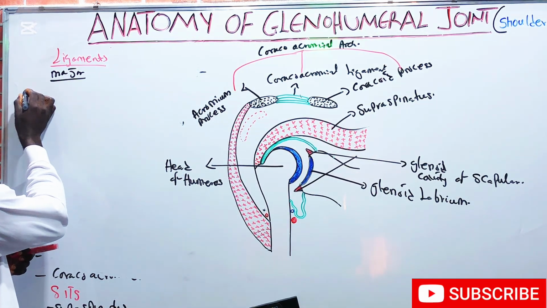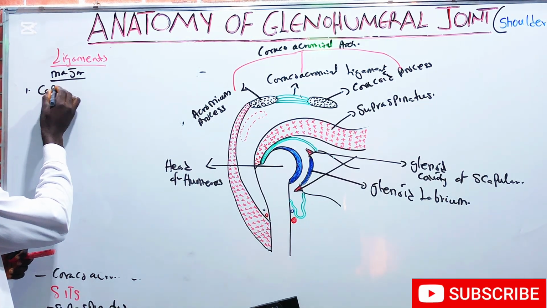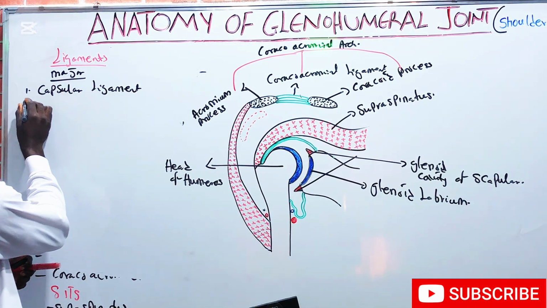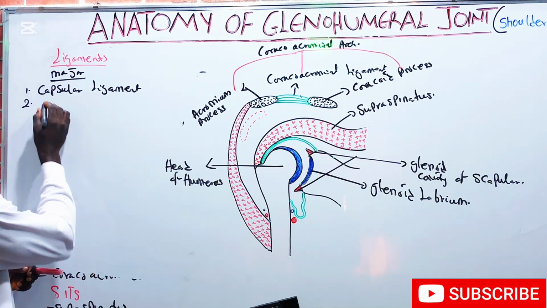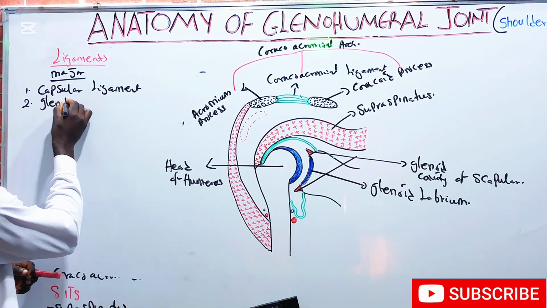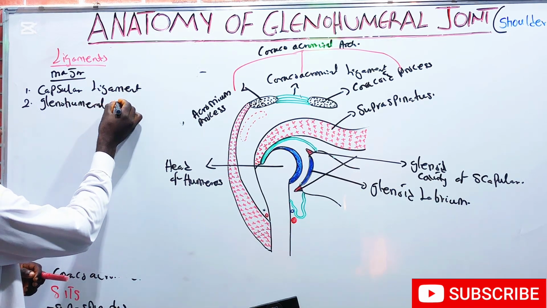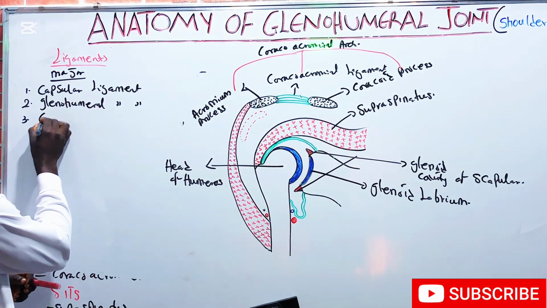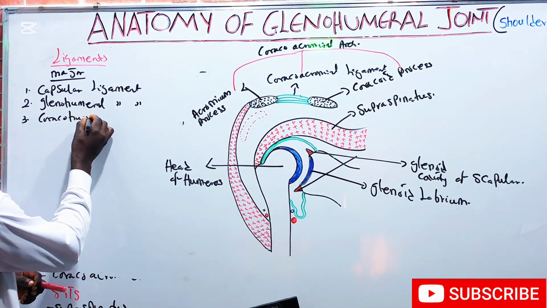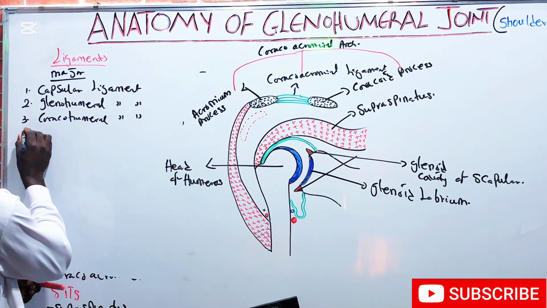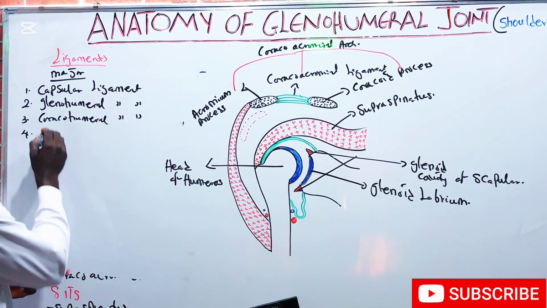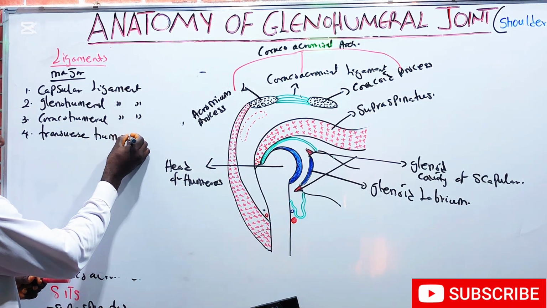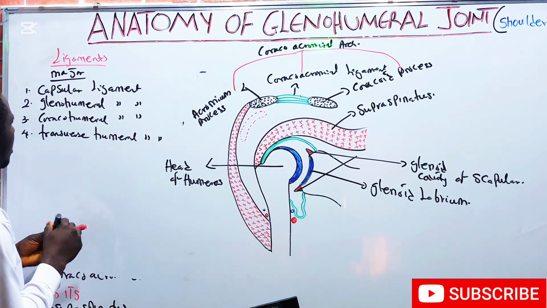Major ligaments. Number 1 is the capsular ligament. Number 2 is the glenohumeral ligament. Number 3 is the coracohumeral ligament. While number 4 is the transverse humeral ligament.